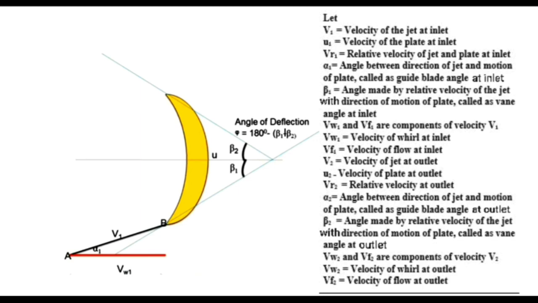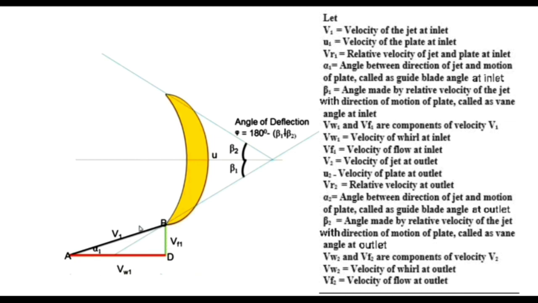So Vw1 is nothing but velocity of whirl at inlet, where w represents whirl and 1 represents inlet component. Whirl velocity is represented by line AD. So that is the horizontal component of velocity V1. Similarly, BD is the vertical component of V1. So that we will call it as Vf1. So that is nothing but velocity of flow at inlet, where f represents flow and 1 represents the component at inlet.